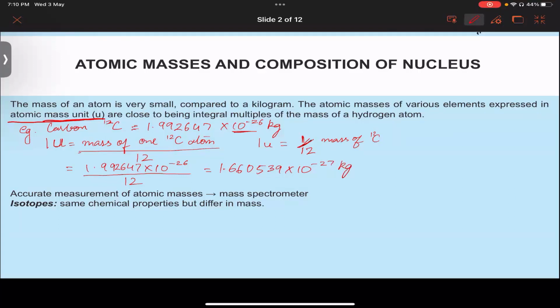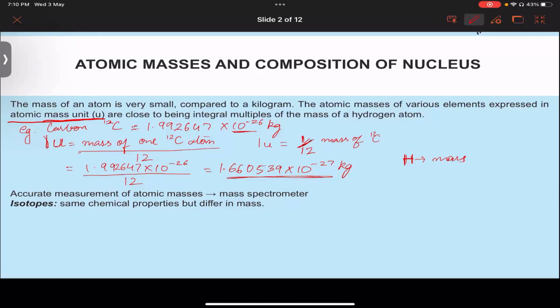So you can see that one atomic mass unit is very small when we write it in terms of kg. The atomic mass is usually given as integral multiples of the mass of the hydrogen atom. We know that the hydrogen atom is the smallest and the lightest element. So we consider the mass of the hydrogen atom as one atomic unit.